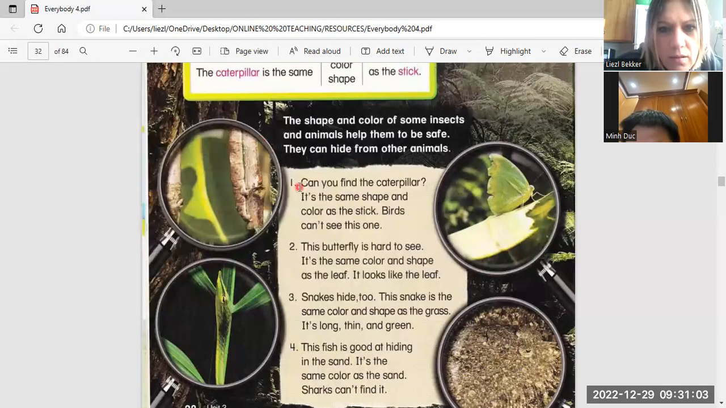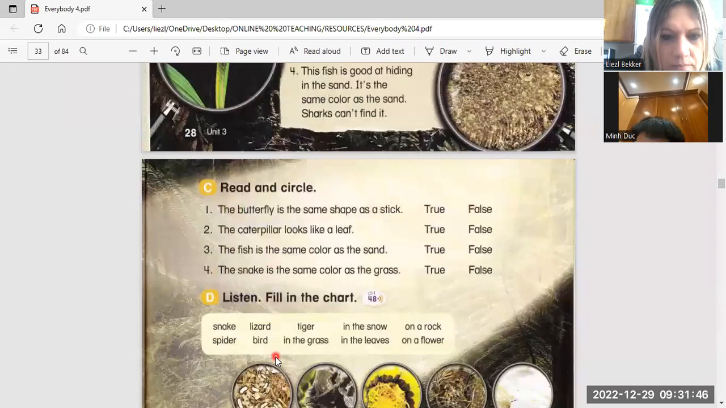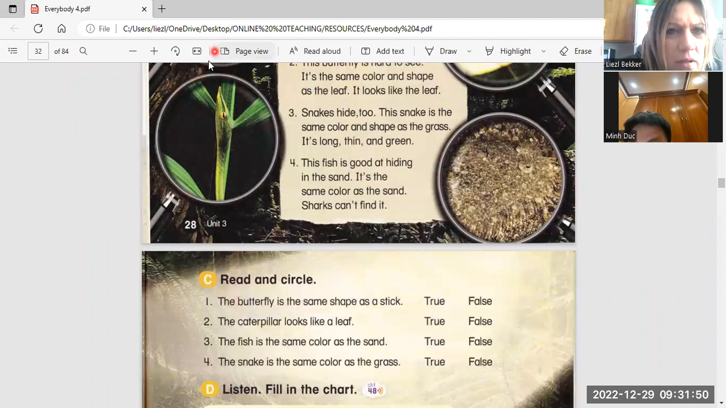Let's go back here. The caterpillar is the same shape as the stick. The caterpillar is the same color as the stick. Number two, the butterfly. The butterfly is the same color as the leaf. Number three, the snake. The snake is the same color as the grass. The fish. The fish is the same color as the sand. Let's put this together.